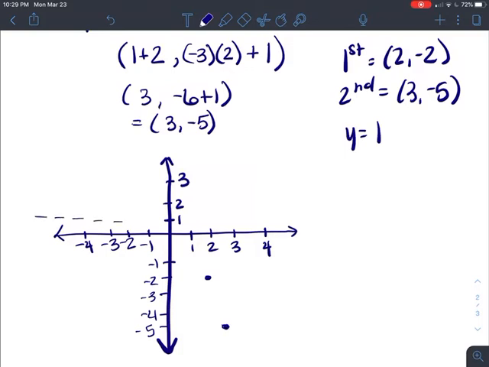So I'm going to draw my asymptote in with a dashed line. And I'm going to start from here, and I'm going to draw my graph approaching the asymptote and going on to infinity. Okay, and so that is the first example.